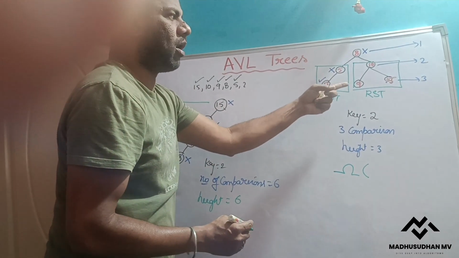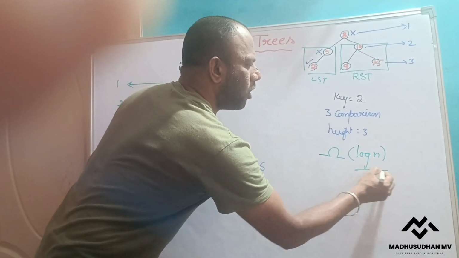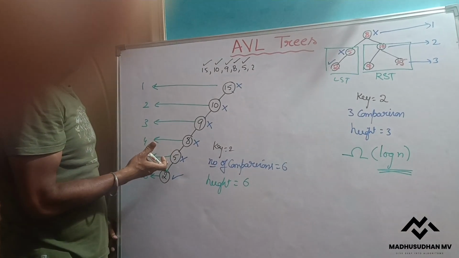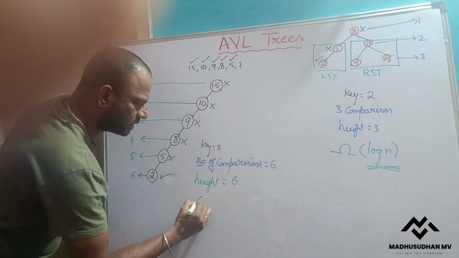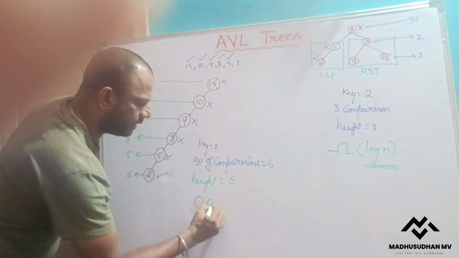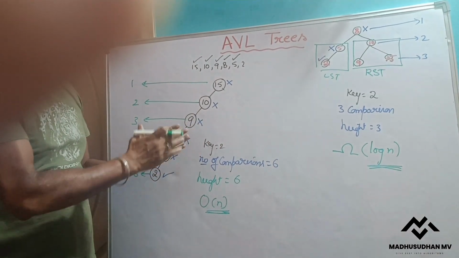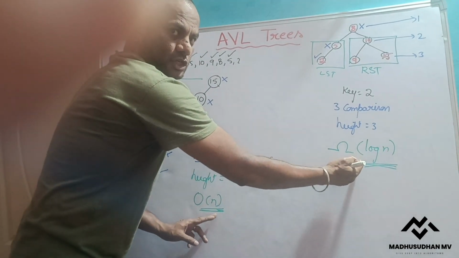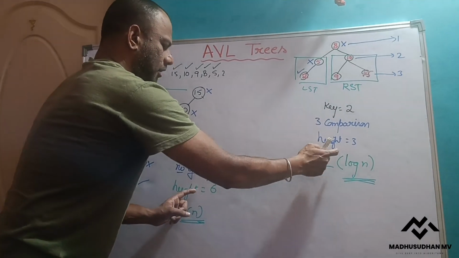So that means log n, where n is the number of nodes. So log n time. But here, this is the worst case: maximum number of comparisons, finding at the last leaf node. So the worst case is big O of n. That means the number of comparisons, or the time taken by searching in a binary search tree, depends upon the height of the tree.